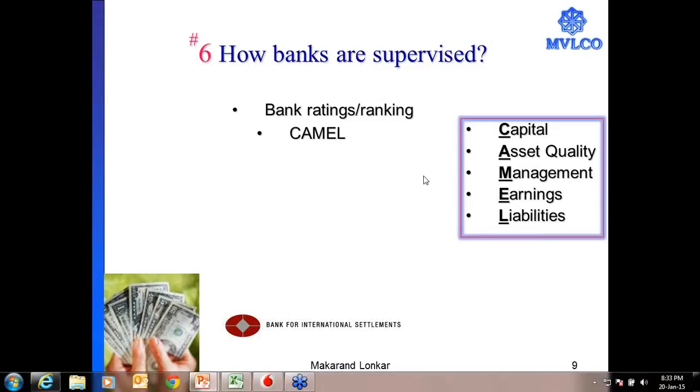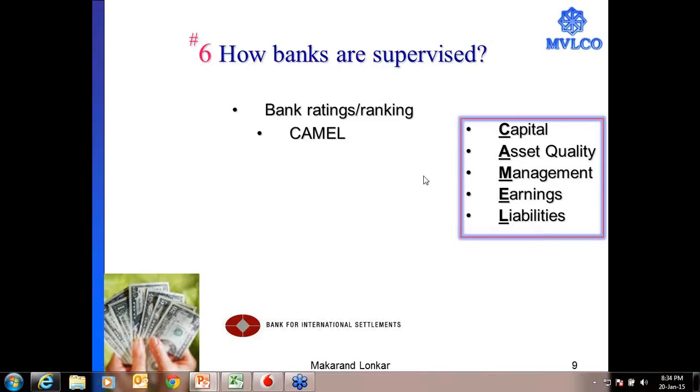So the supervisor will look at the quality of the capital, the quality of the assets, that is the loans and investments of the bank, the quality of the management of the bank, the earnings of the bank, and the liabilities of what the bank has. So these are the typical parameters, 5 parameters.